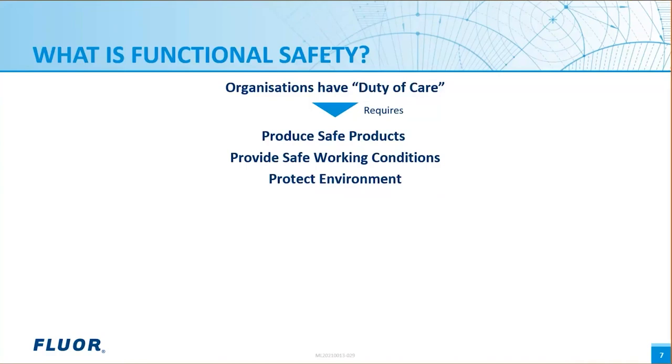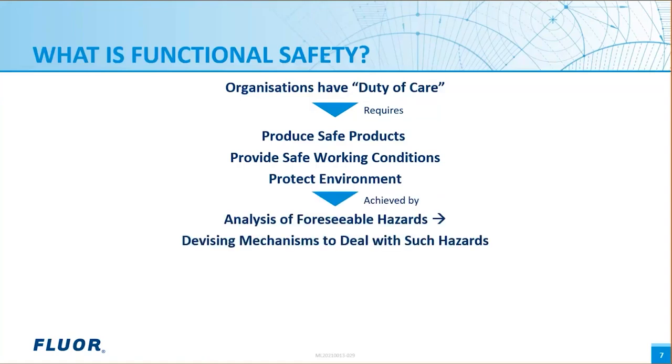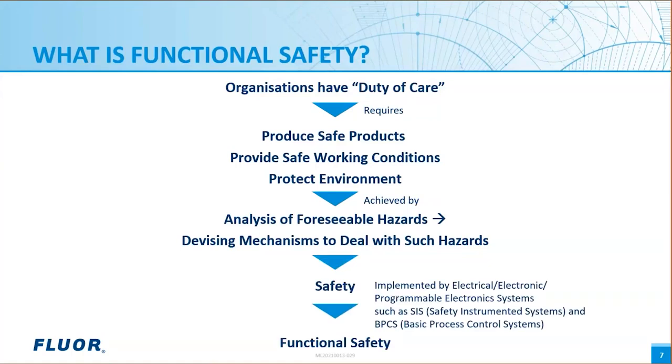The way these objectives are typically achieved during engineering design processes is by analyzing the so-called foreseeable hazards. A hazard can be an equipment failure, human error, or high ambient conditions, and devising a mechanism to deal with such hazards. A mechanism in this sense is called the safety system. And when a safety system involves so-called electrical, electronic, or programmable electronic systems, such as the safety instrumented system or SIS, or a basic process control system such as BPCS, then these systems are called functional safety in the parlance of safety technology. Since the safety systems are required to operate when demanded, and they need to operate in a timely manner, which is the topic of today's talk, they need to be designed with appropriate reliability and integrity in mind.